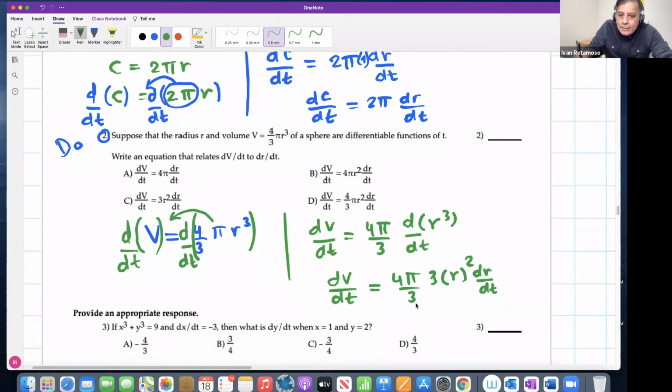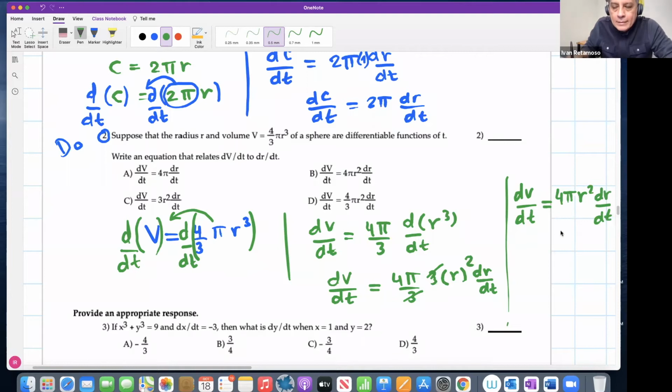All right, and then just simplify, right? Notice these 3 and these 3, they cancel. I just clear up and the answer should come out there. 4 pi, 3 was canceled, r squared, dr dt, right? This is how the derivatives, the rates of change are related, right? Yeah, so this is, yes, for number 2, this guy.